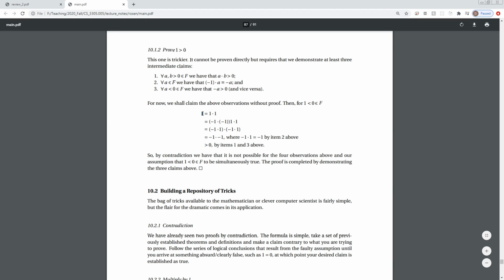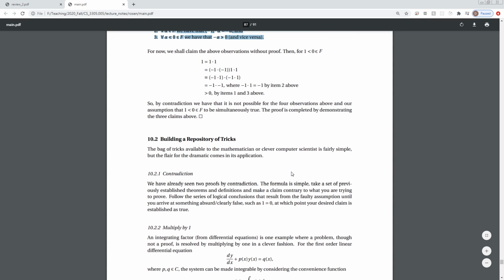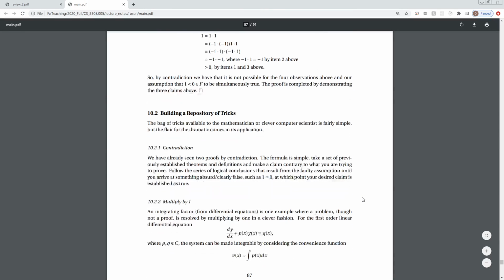We assumed to start that 1 was less than 0. So even when we assume that, we still can't get that in our result. So we have a contradiction. And so it's not possible for this to coincide with these, which we will say that we have previously proven. Okay, so we've done it. We've shown that 1 has to be greater than 0.